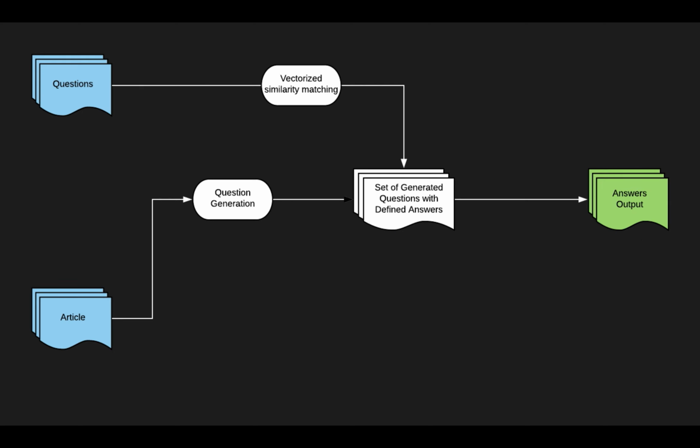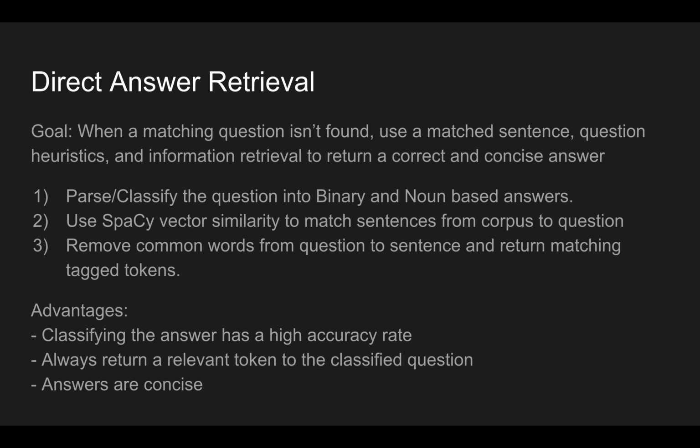Looking back at our original graphic, the question arises, what if we can't find a suitable question to match to? If our robust question matching system does not find an accurate match, then we will default to direct answer retrieval. First, we use our classified questions and we case on each type of question. Using Spacy vector similarity between the sentences in the corpus and our question, we look only at the most similar sentence for the question. After this, we tag the tokens in each sentence and use common heuristics to return the correct token. This approach also has the advantage of always returning the correct type of token.